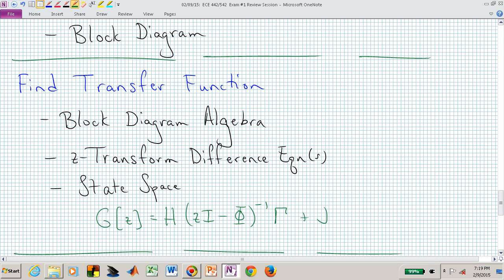I might ask you to find a transfer function. That might involve block diagram algebra, chapter 7 of Shams. It might involve Z transforming a difference equation. It might mean that you have to do some matrix algebra. And again, only a 10 by 10 matrix inverse symbolically for Wednesday.